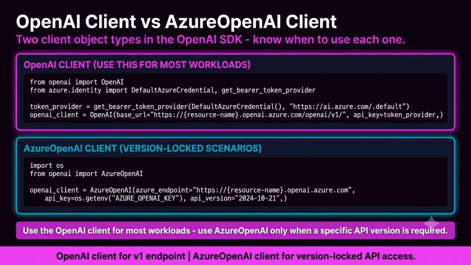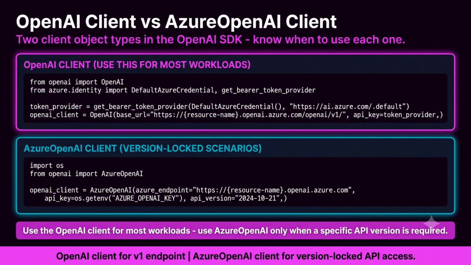You pass in the Azure OpenAI endpoint URL as the base URL and your authentication credential as API key. This is the recommended approach for the Azure OpenAI V1 endpoint, and it supports both the responses API and ChatCompletions, plus Foundry direct models from the catalog.